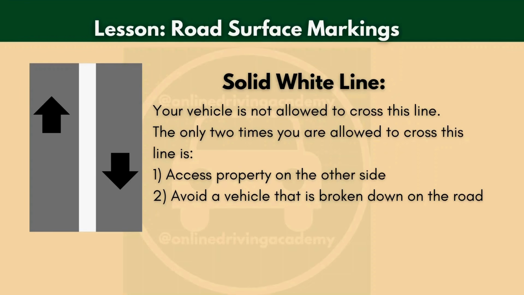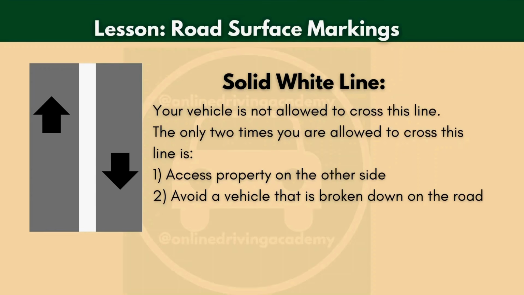So the only two times that you are indeed allowed to cross the line is, number one, if you have to access property on the other side. So let's say you are driving on the left-hand side of the road and your house is on the right-hand side of the road, next to the other lane. That's the only time that you can cross that solid white line to get to your property.